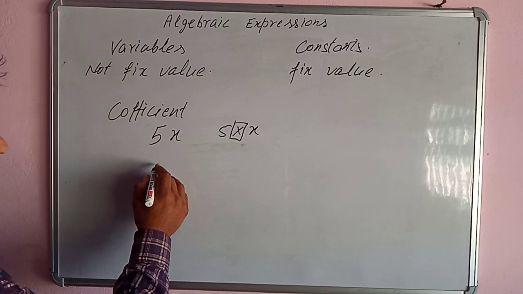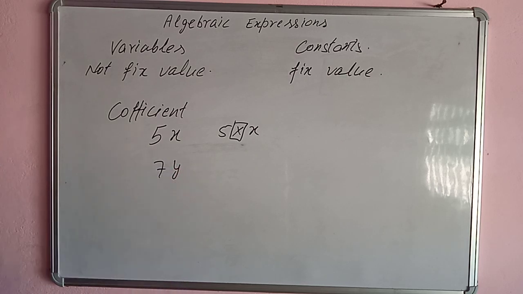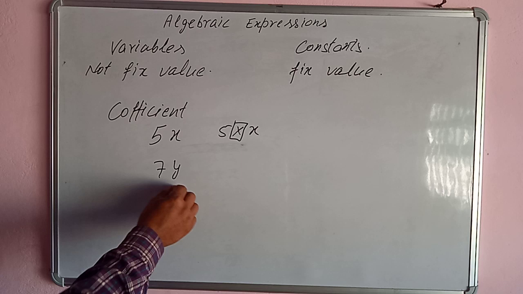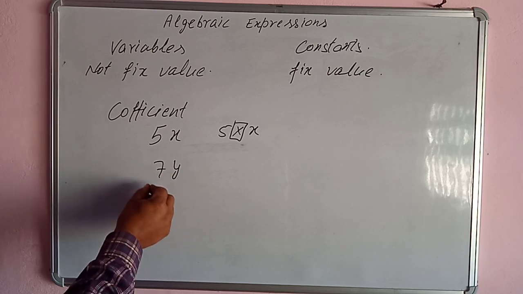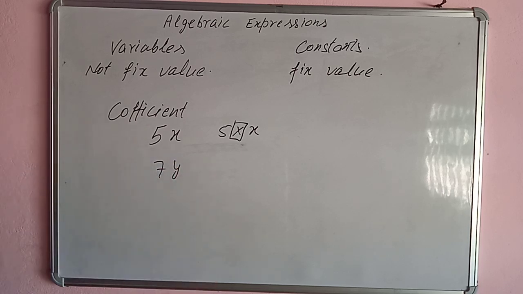If we write 7y, what is the coefficient of y? That is 7. And what is the coefficient of 7? That is y. So this is called a coefficient.